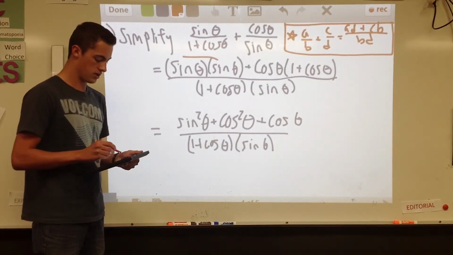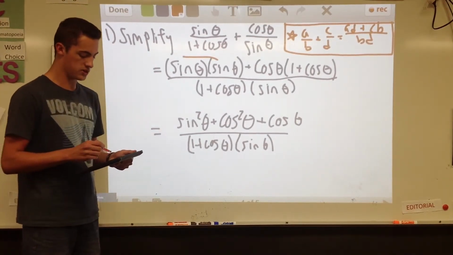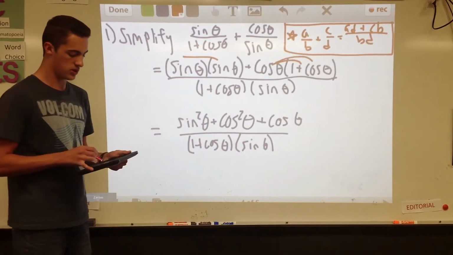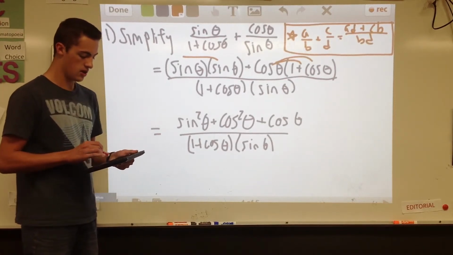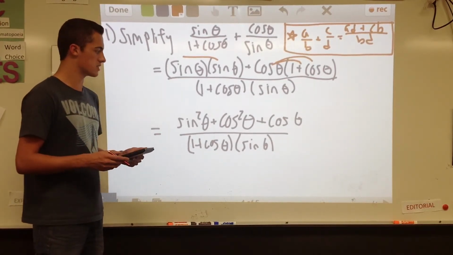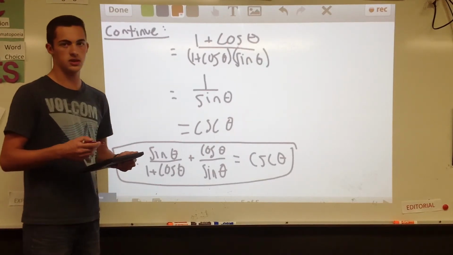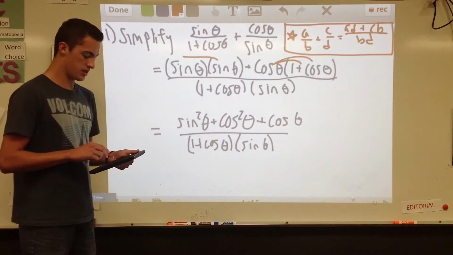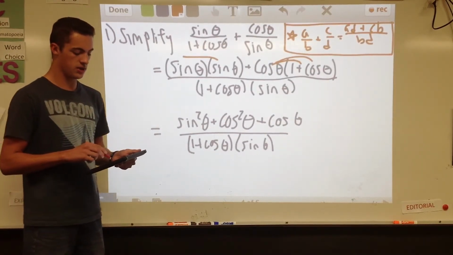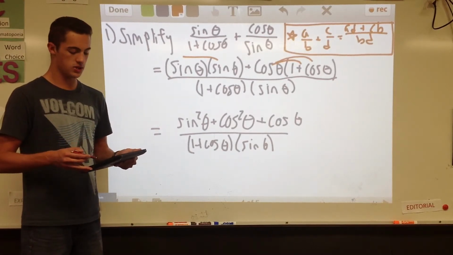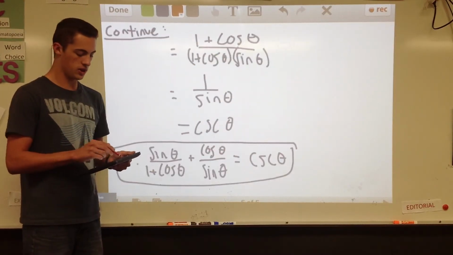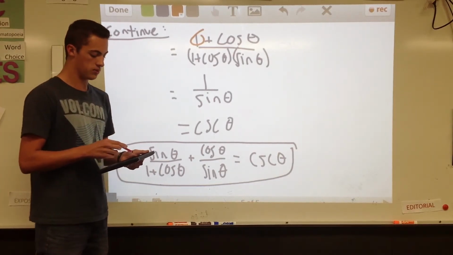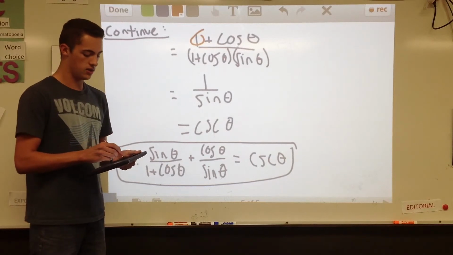So these two you can just multiply together, which is sine squared theta, and you can distribute cosine theta into both of those, so you get cosine squared theta plus cosine theta, all over 1 plus cosine theta times sine theta. This is continued on to the next page. Sine squared theta plus cosine squared theta is another Pythagorean identity which equals 1, and that's where I got this from on the next page. So 1 plus cosine theta all over 1 plus cosine theta times sine theta.